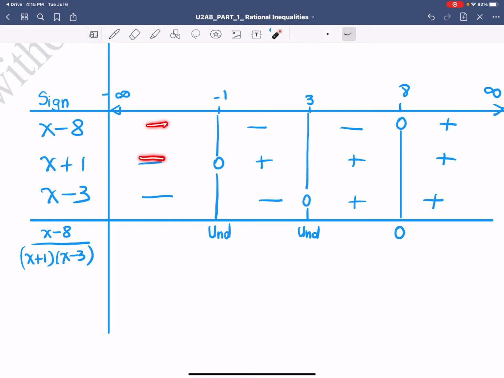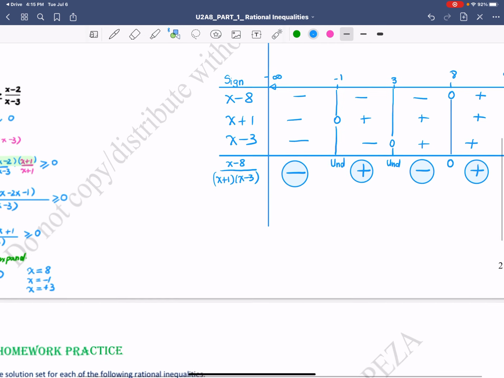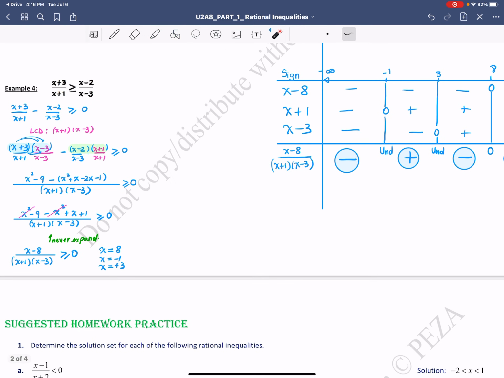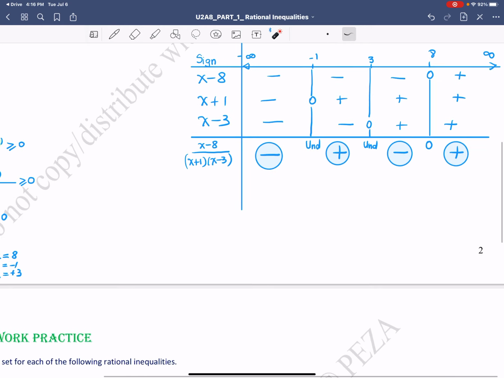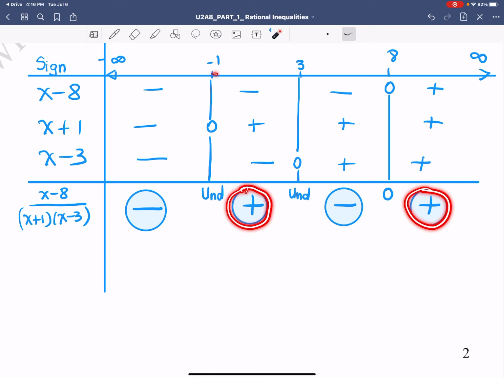So minus, minus, a plus times a minus, so minus here. 2 minuses and a plus, a plus. A minus, 2 pluses, minus, and then plus. Bam, bam, bam, bam. Here are the signs. So let's take a look at the question again. What were we looking for? We're looking for the value of the rational expression here to be positive. Great. So positive, it was here and here, which means for values of x between negative 1, 3, and 8 to infinity. So I'll write here negative 1, 3, and 8 to infinity.